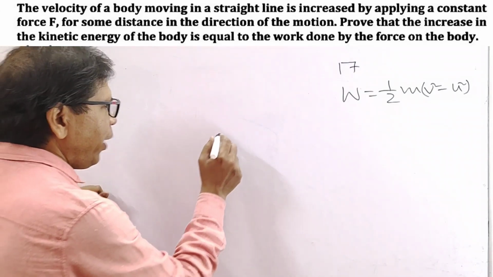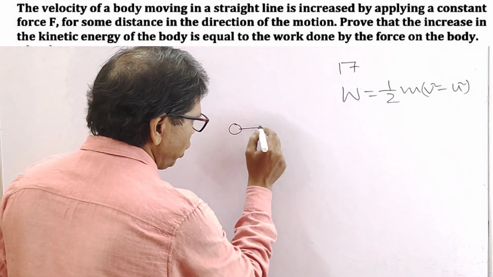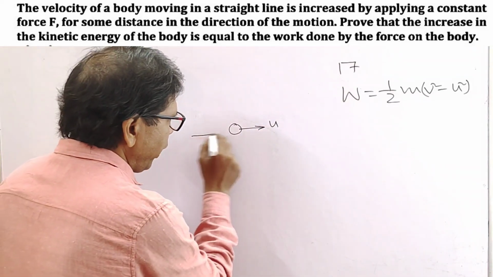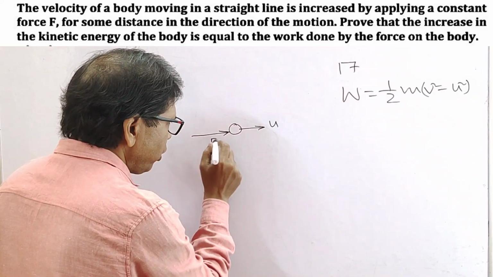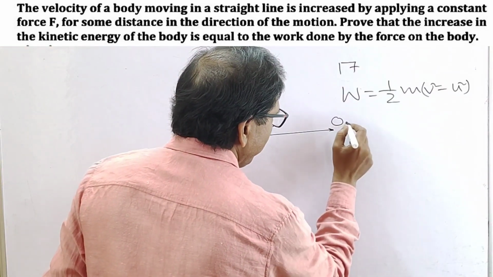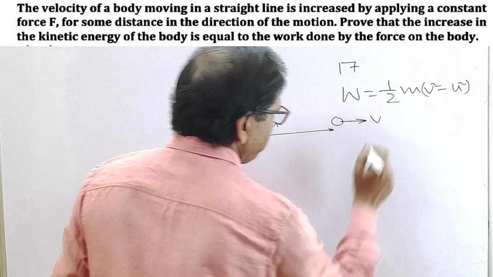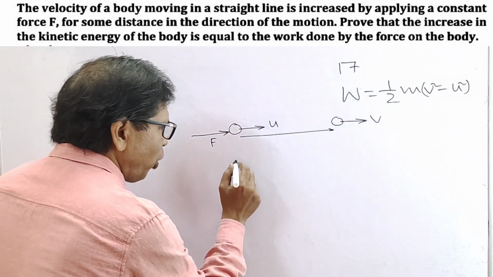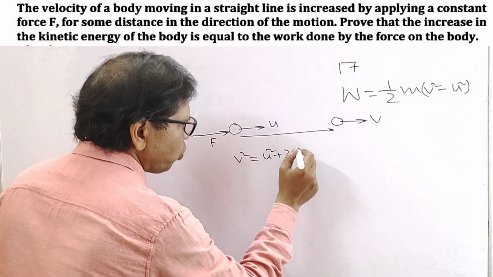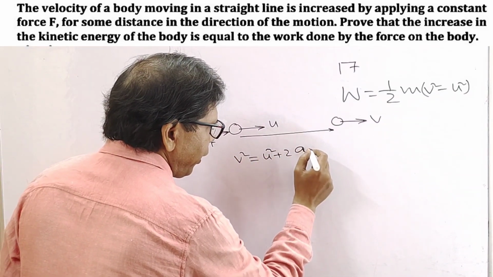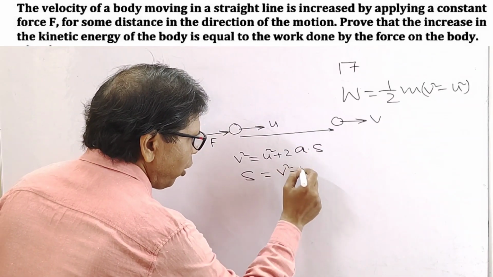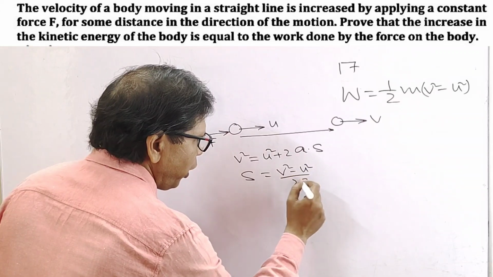Look at this, an object moves with velocity u on a horizontal road. A force F acting on it produces displacement s on the body when its velocity becomes v. So from here, v square equals u square plus 2 into acceleration a into s. So here s is equal to (v square minus u square) by 2a.